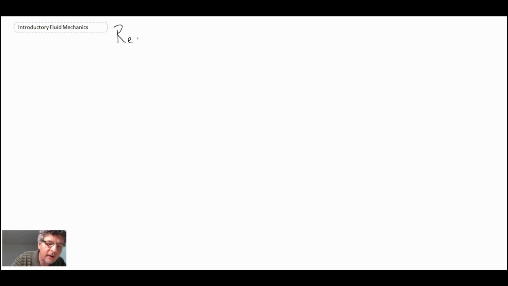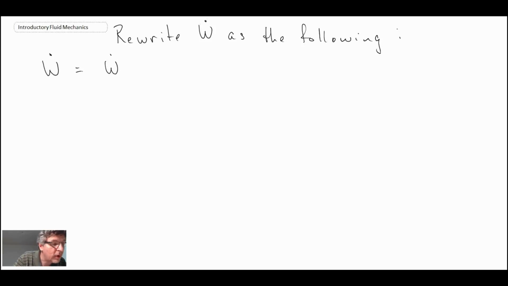We're going to begin by rewriting the work term as the following. So we're going to break work into a number of different components. We're going to say that work could consist of what we call shaft work. So that could be a shaft crossing the control boundary. We can have work due to normal stresses, and we'll call that normal. We can have work due to viscous shear, and we can have other forms of work. That could be surface tension work, it could be electromagnetic, things like that.